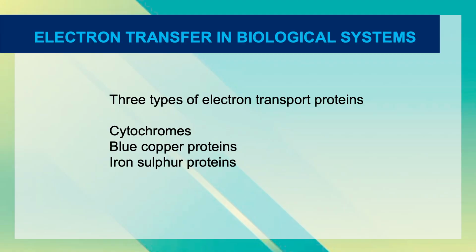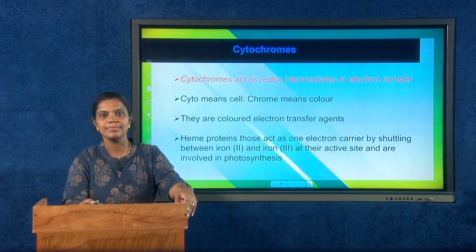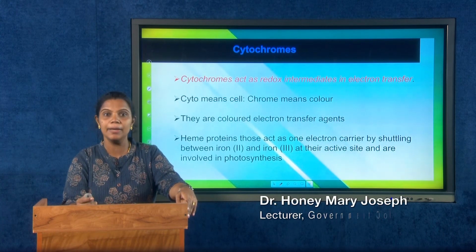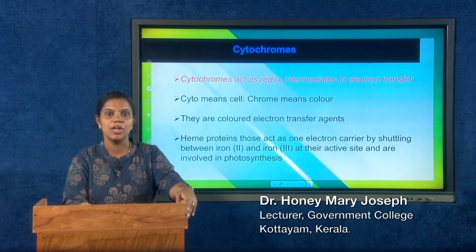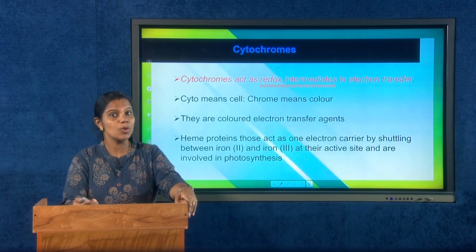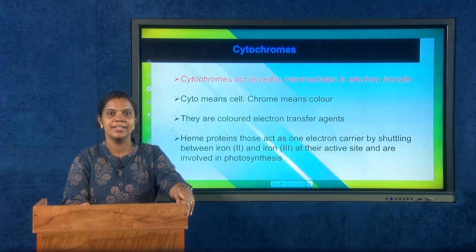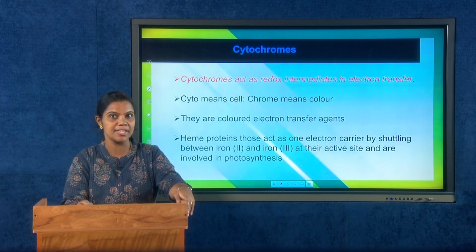We have already seen two electron transport proteins, that is the blue copper proteins and iron sulfur proteins. Next, we are going to see the other category of electron transport proteins, that is the cytochromes. Cytochromes are very important electron transfer proteins, which are particularly the redox intermediates. Let's see what's the meaning of the word cytochromes. We know that the word cyto means cell and chrome means color. That is, they are colored electron transfer reagents.